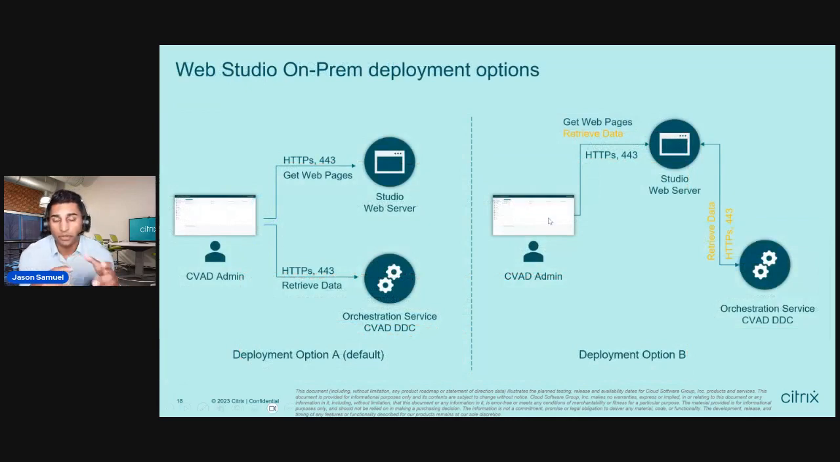Going into the Web Studio on-prem deployment options themselves, we actually have two deployment options. We have the traditional deployment where you're the CVAD admin, on your laptop or desktop, with the browser open. The browser calls over HTTPS, using TLS on 443, to talk to the Studio web server. So you've got a Server 2022 box that's running the Studio web server, and then you have the orchestration service that's running on your DDCs. When you open the web browser, it's talking to the Studio server, and it's also talking to the DDCs directly over TLS as well.